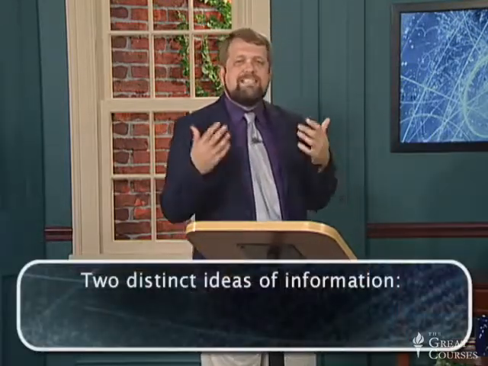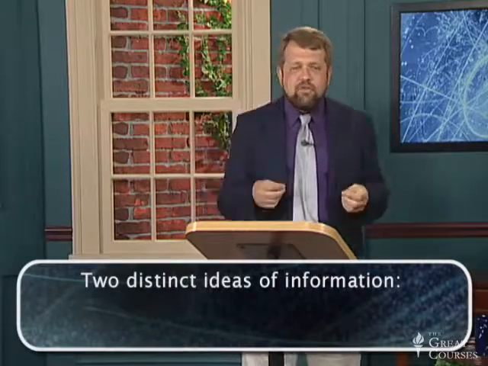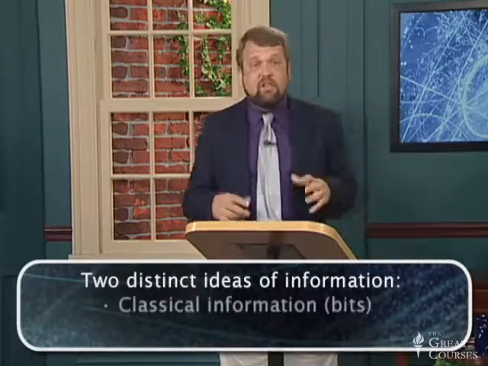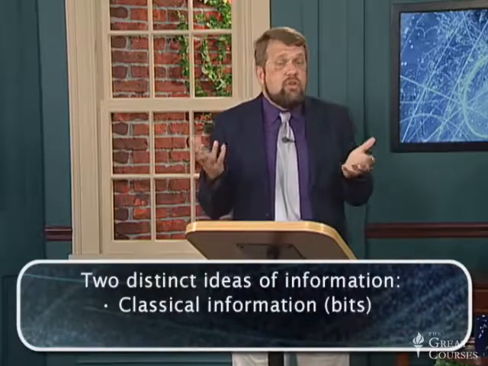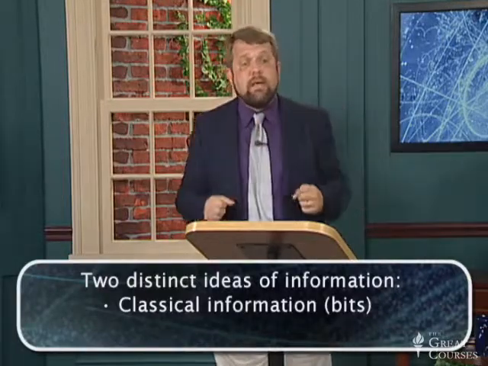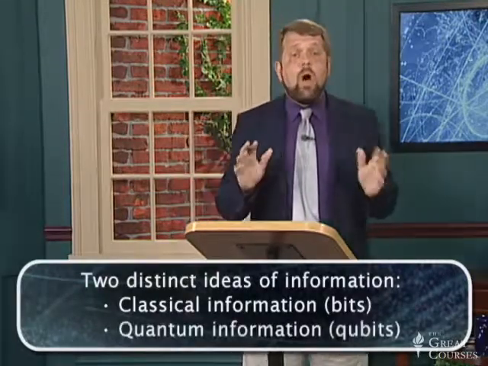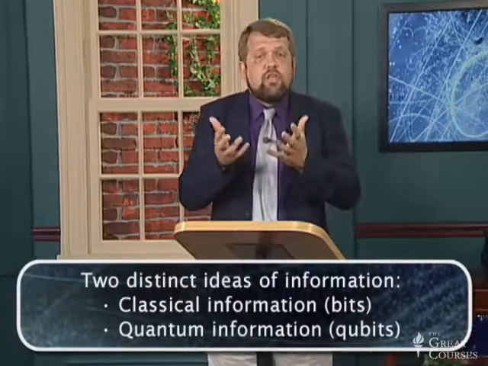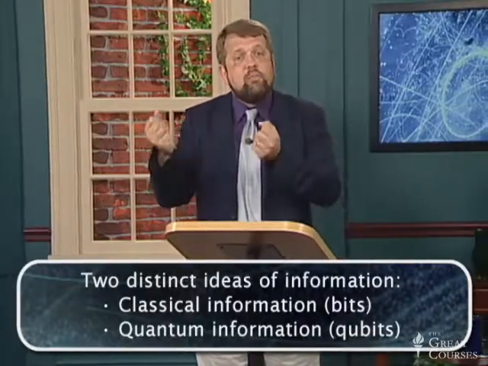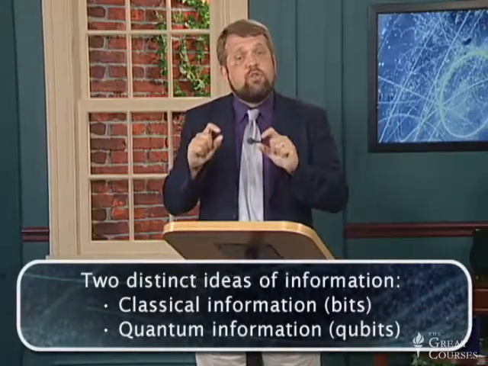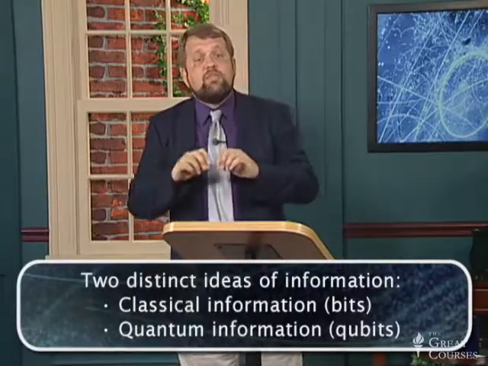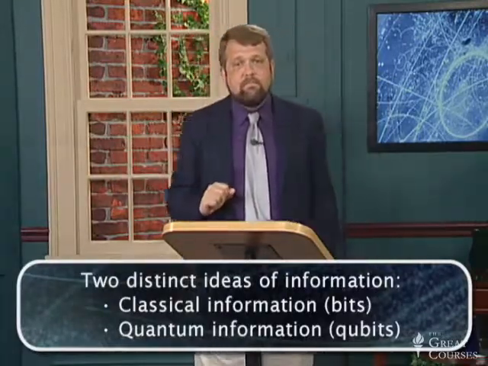Okay. We've established that there are two distinct ideas of information, at least. There's classical information, which is measured in bits and can always be represented by bits. And there's quantum information, which is measured in qubits, can be represented by qubits, which are quantum states with 2 basis states, but also lots of other superposition and entangled states.